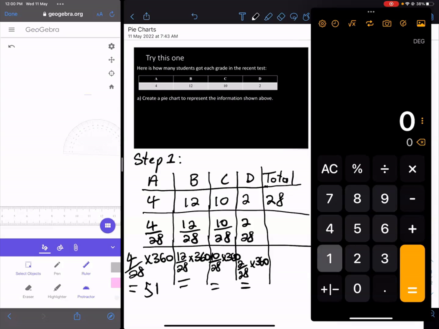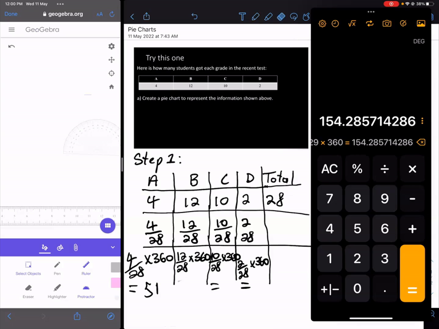Let's do the next one. 12 divided by 28 multiplied by 360 gives us 154. So this one also, because the 2 which is beside the ones place is less than 5, we'll round down, so our answer is 154. Oh, and always remember the degrees, don't forget that.